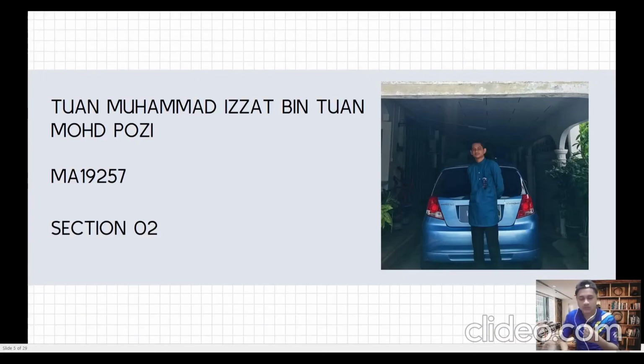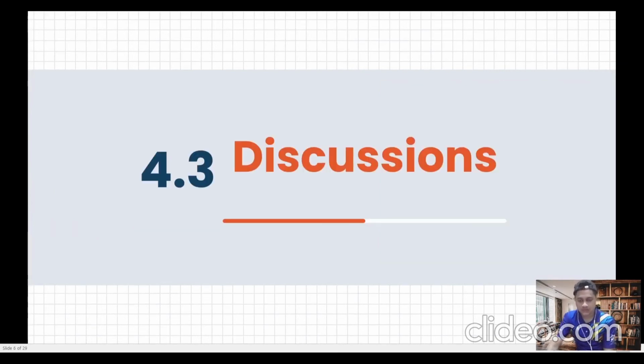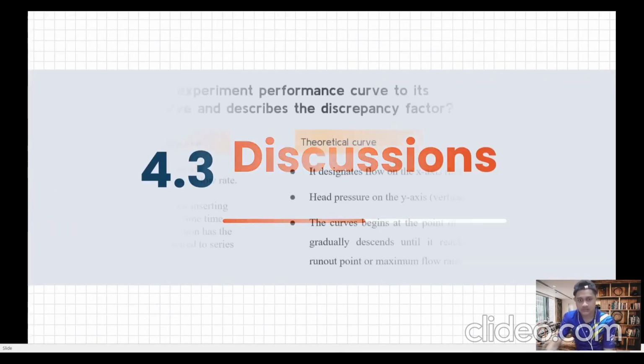Assalamualaikum warahmatullahi taala wabarakatuh. My name is Tuan Muhammad Izzat bin Tuan Muhammad Puzi, metric number MA19257, from section 02 and group 6. And now I will explain about 4.3 discussion.